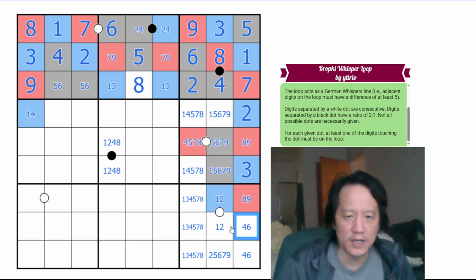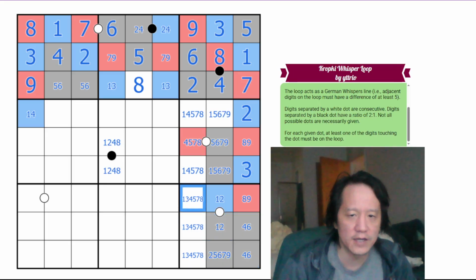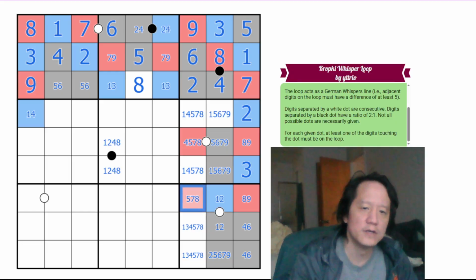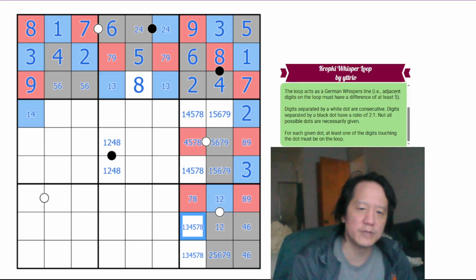So this is not on the loop here, obviously. These can't be on the loop because to enter in, they have to enter in and they can't get back out. This has to exit out that way to be on the loop. It has to be 7 or 8. This 4-6 pair eliminates 4 and 6 in the rest of the box. This 1-2 pair eliminates 1 and 2 in the rest of the column and box.